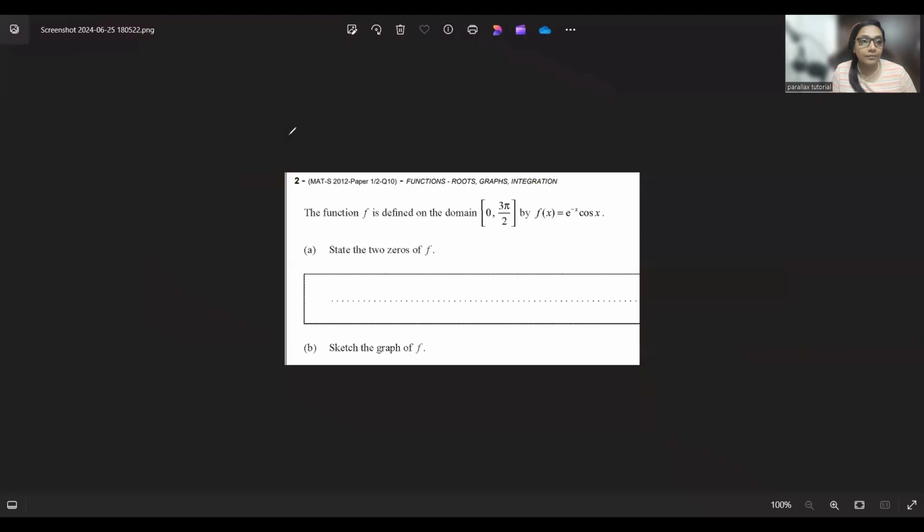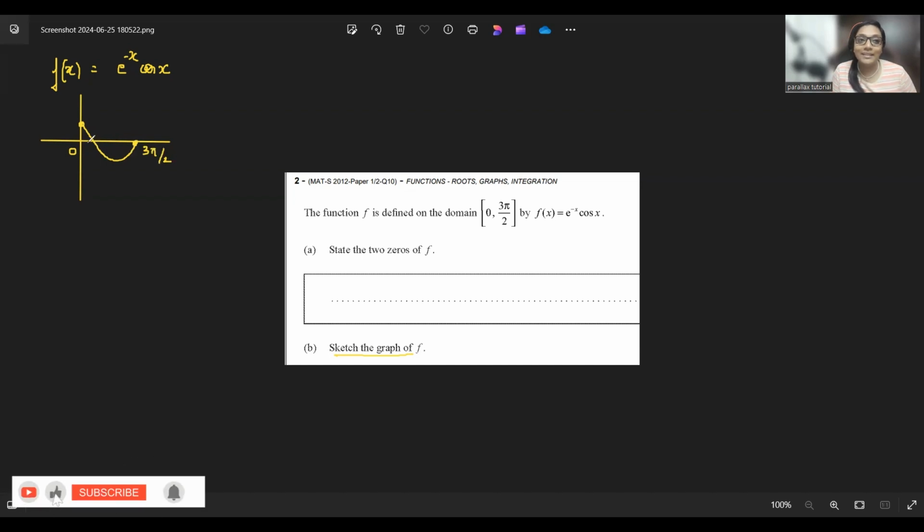And therefore, our f of x is given as e to the power minus x cos x. And we sketched the graph of f. How we did that is given in the previous video. The graph came out to be like this. So it started from here when it was 0, then it went like this, and it stopped over here till 3 pi by 2. Again, please check out the link given in the description below to access the previous video. So this is pi by 2, this is 3 pi by 2.